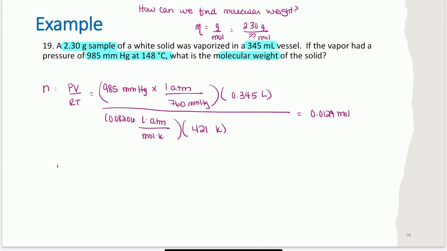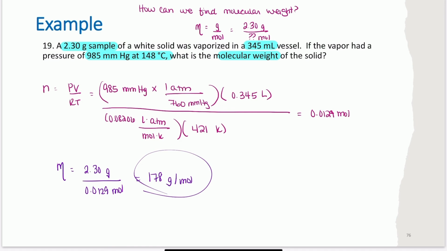Plug that into our equation. We've got a 2.30 gram sample. We've got 0.0129 moles, 178 grams per mole. So, if you are given grams and you can find moles, you can always tell me molar mass. If that molar mass matches up to a substance, you can also then tell me the identity of that species.